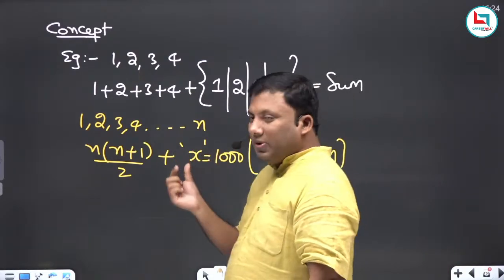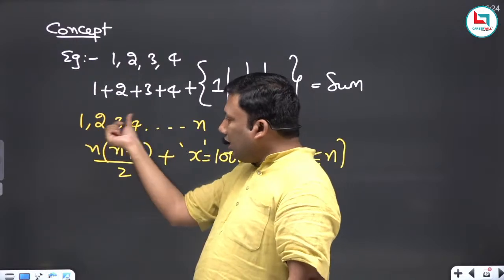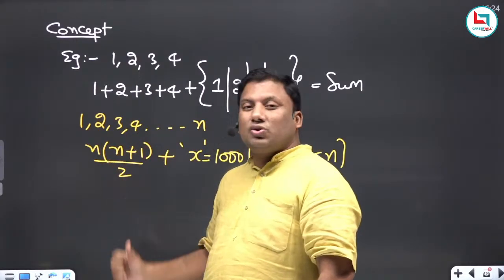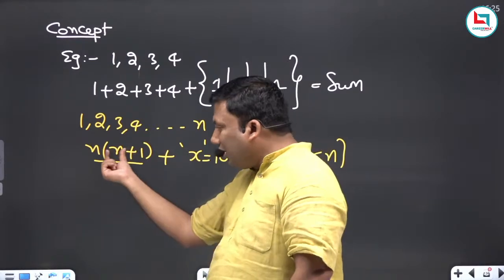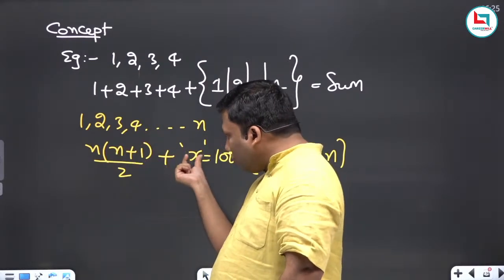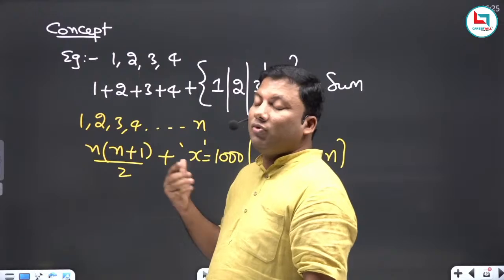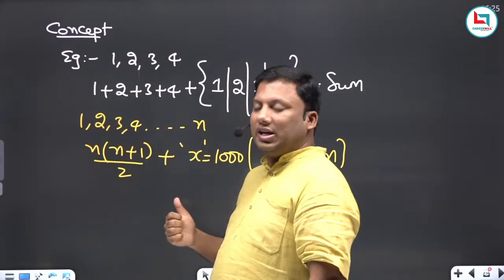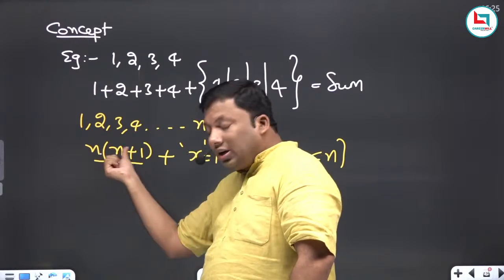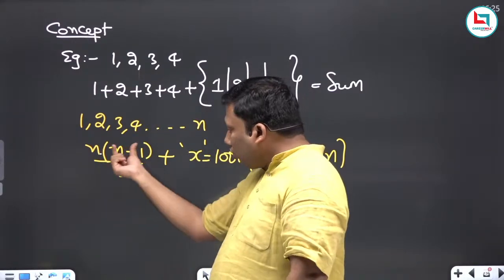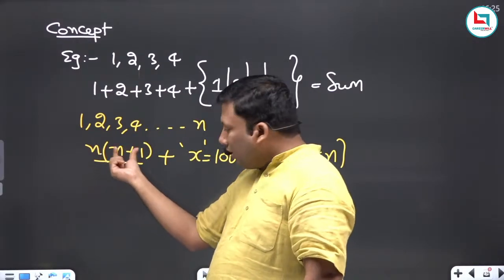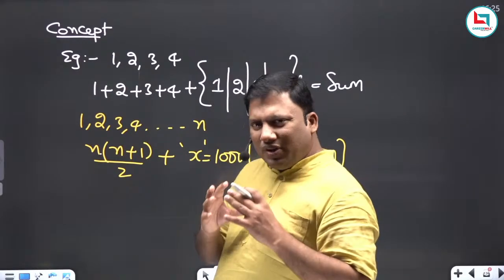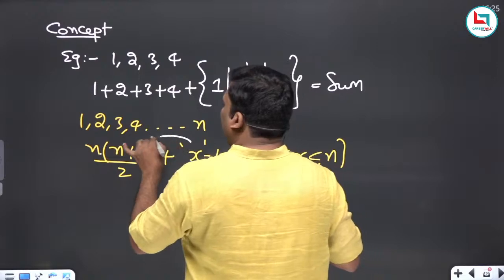Now, think logically: if 10 numbers are there, what will be the sum? 10 into 11 by 2, which is 55. 55 is a huge value compared to the number which is anywhere from 1 to 10. Take n as 20. 20 into 21 by 2 is 210, and the repeated number will be any number from 1 to 20. x is a very, very small value compared to this value.